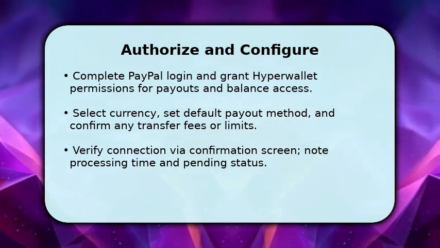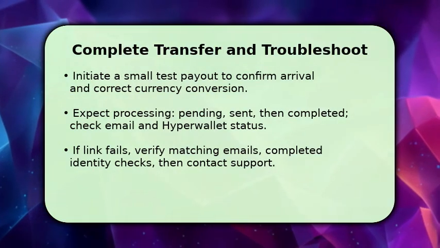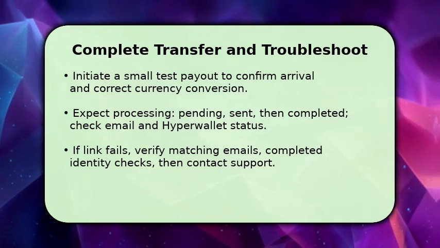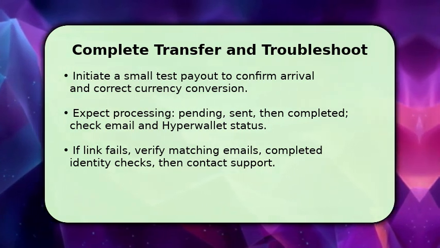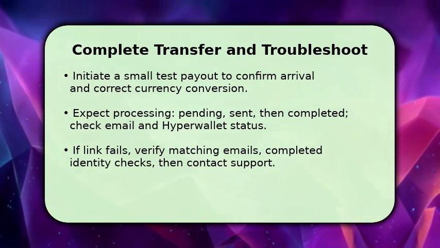You finish by creating a small test payout from Hyperwallet to PayPal to validate the link and currency handling. This reduces risk. Once you initiate, monitor Hyperwallet for status changes: pending, sent, then completed, and check PayPal for the incoming balance and any conversion notes.